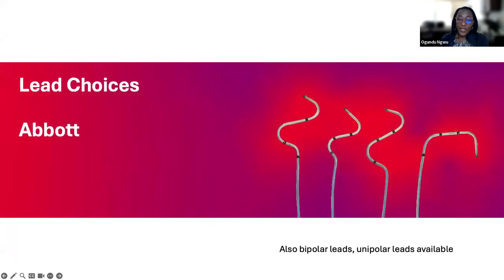So these are the options. We have multiple options for leads. Most of the leads that we use now here in the US are quadripolar leads, and they all have different shapes. So based on your venogram, the fixation mechanism may be an S-shape or a cant that keeps it stable once you're in the blood vessel.